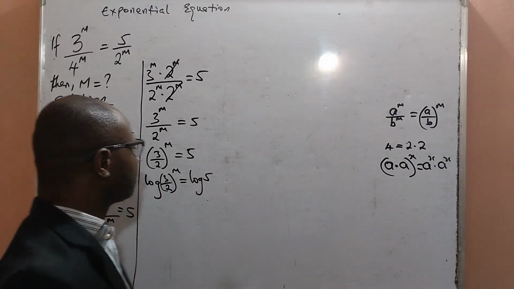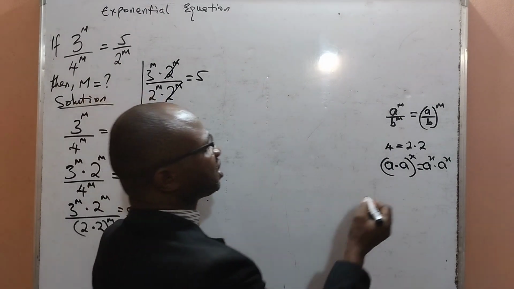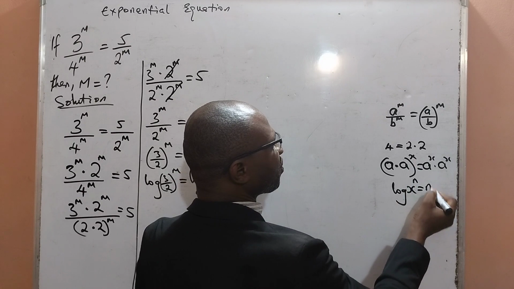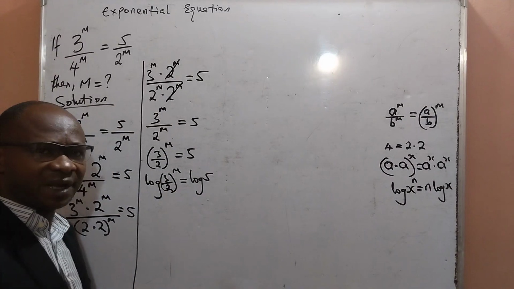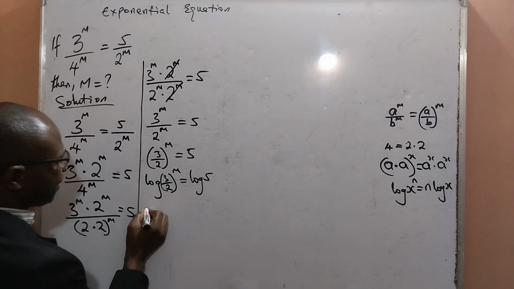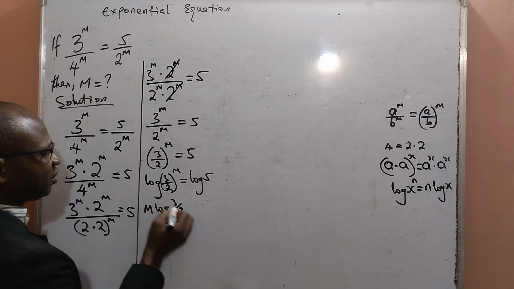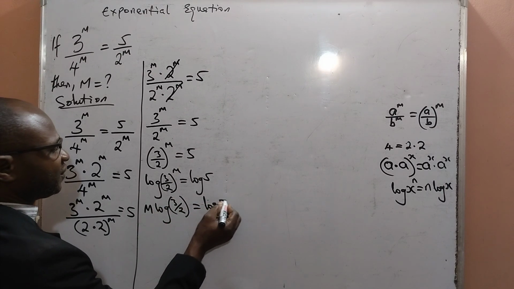And by law of logarithms, that is, if I have the log of x raised to the power n, it is equal to n log x. Applying it to the left hand side, it will give me m, then multiplied by the logarithm of 3 over 2, then everything is equal to the logarithm of 5.